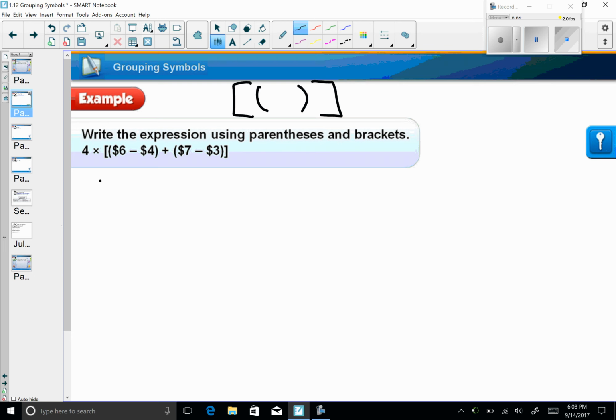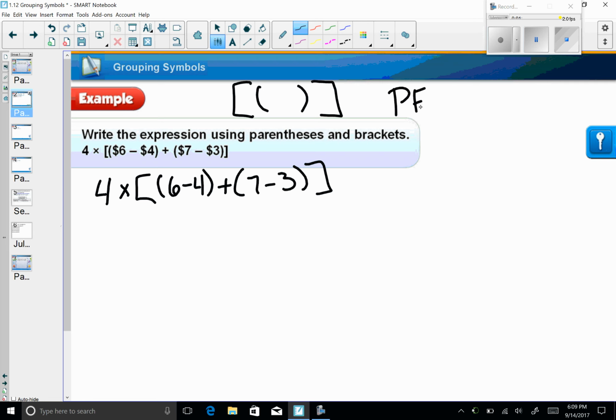I'm going to rewrite the problem. So I have a bracket, parentheses, another set of parentheses, and another bracket. When I'm using order of operations, again, we have please excuse my dear Aunt Sally. And so parentheses comes first. So I'm going to go ahead and solve the parentheses that are inside the bracket. So 6 minus 4 equals 2, and 7 minus 3 equals 4.